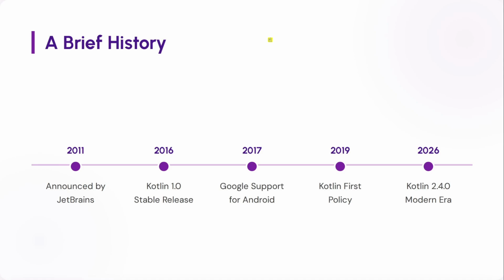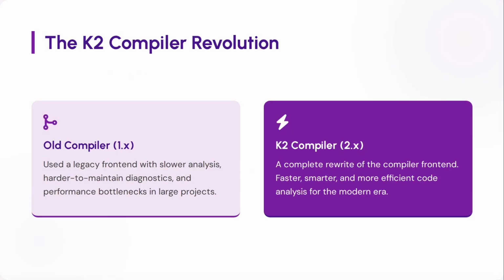This accelerated Kotlin adoption across. And then here comes 2026, the Kotlin 2.4.0 era, which we will learn, right? Okay, so let's move further. And in recent years, the K2 compiler has also arrived. So what is the K2 compiler? And we will also see why it is a changing point.